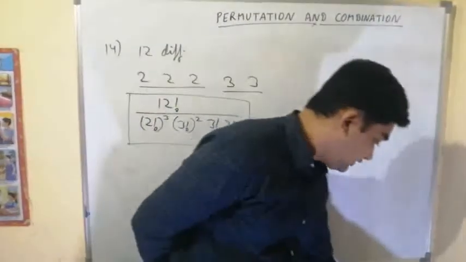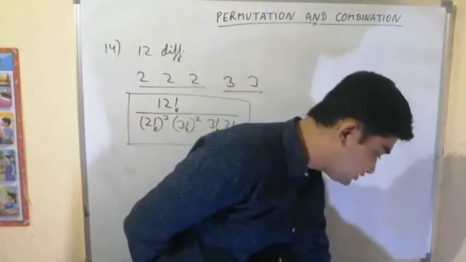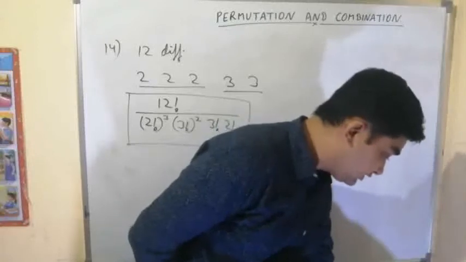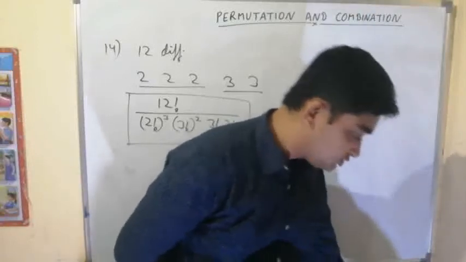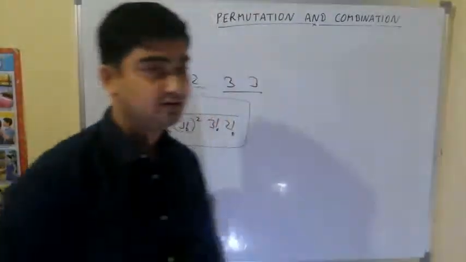So it was question number 14. Now we'll do question number 15. Question number 15 is: the number of ways in which 12 different things can be divided among 5 persons so that they can get 2, 2, 2, 3 and 3 things respectively.